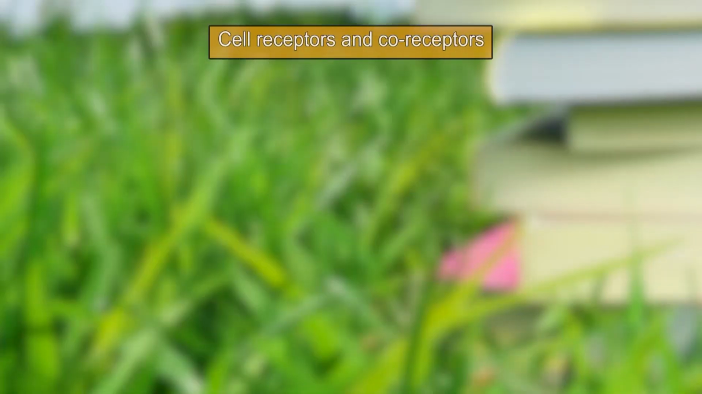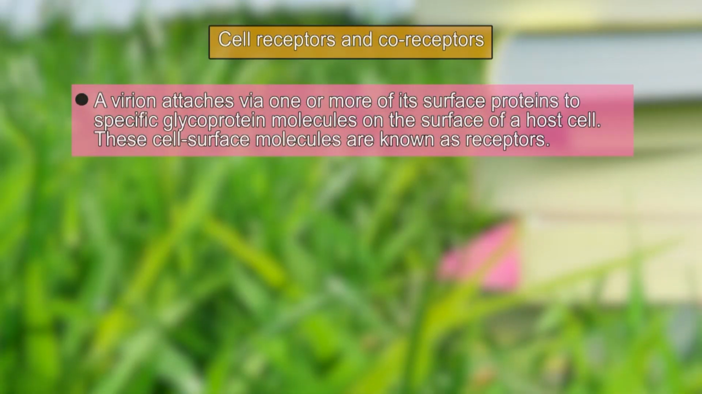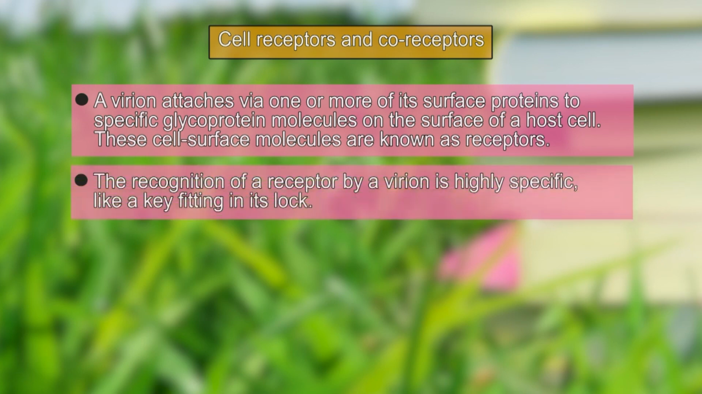Now let us have a look at the receptors and co-receptors that a virion recognizes. A virion has various surface protein molecules with which it recognizes the surface molecules present on the host. Those are mainly glycoprotein or glycolipid in nature, and these are termed receptors. This interaction of virion and receptor is highly specific, just like a key fitting in its lock.